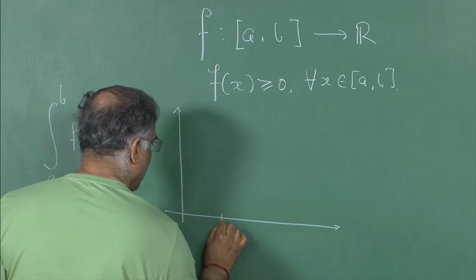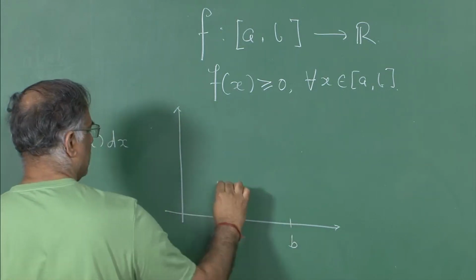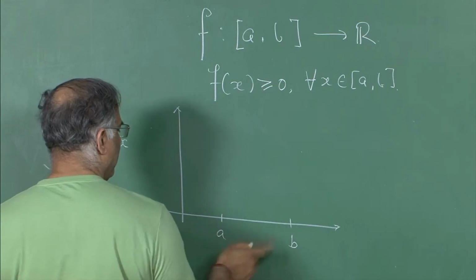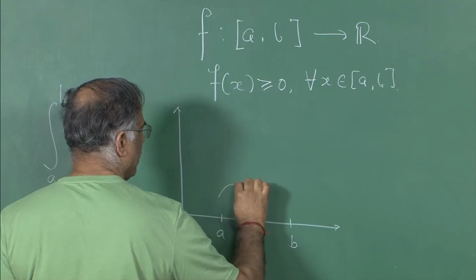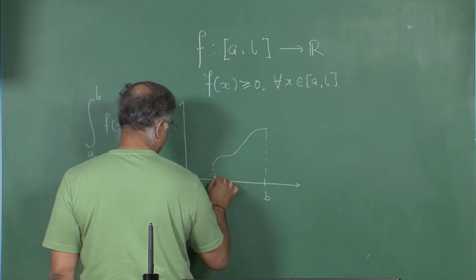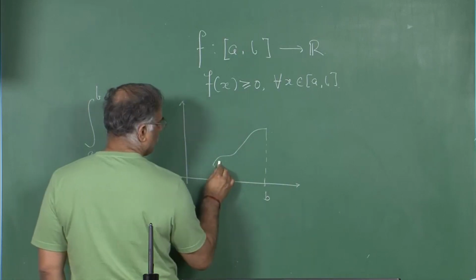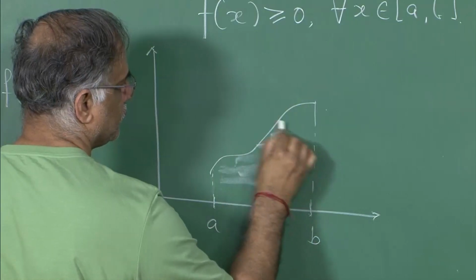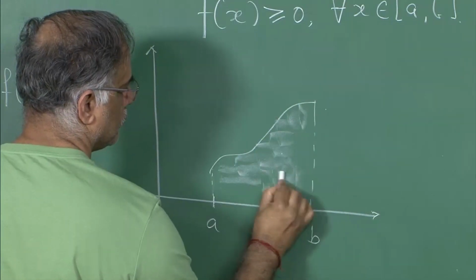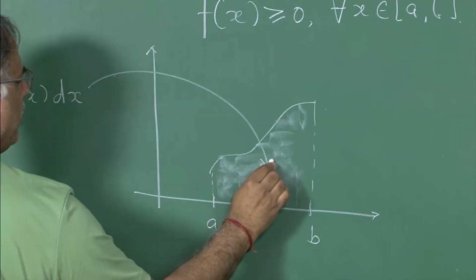So, if this is a and this is b, it is a non-negative function. a could be negative, b could be negative also, it does not matter, but the function itself is non-negative. For area it has to be non-negative. So, this area is what is known as the integral. This is something already known to you.